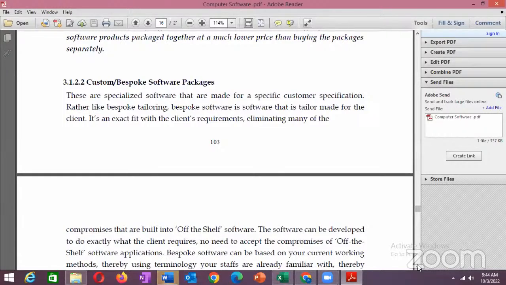So these are what we call special purpose software. We are coming up with a program that is only tailored for a given purpose, maybe calculating the area of a circle, just special purpose.